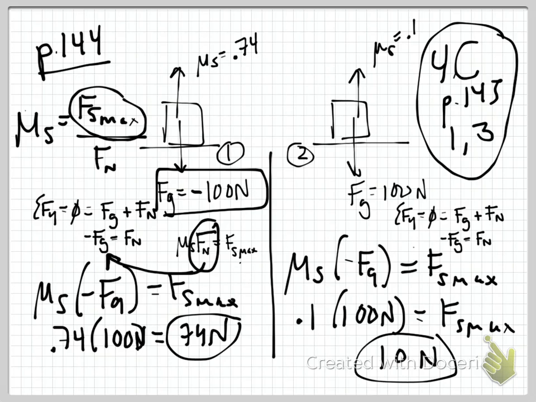Yeah. Oh, wait, that raises a good point. What are the units for coefficient of static friction? Don't have any. Why not? Ratio. Ratios are unitless. No, because of math. Ratios are unitless.